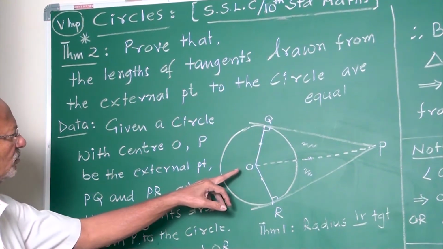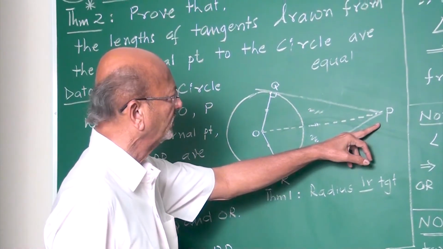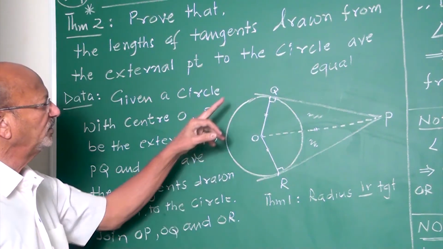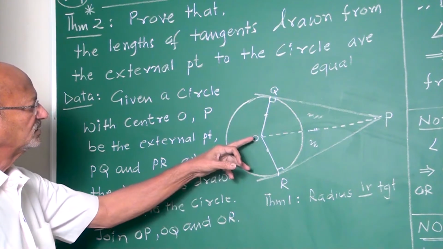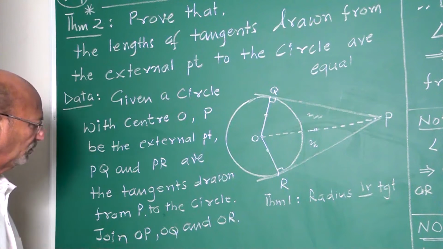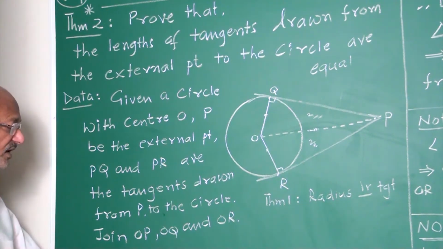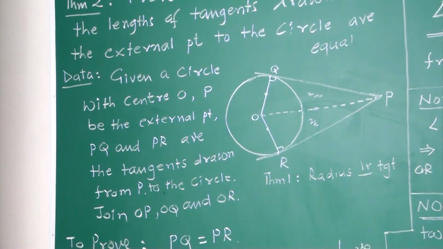Given a circle with center at O, P is the external point. PQ and PR are the tangents drawn from P to the circle. Yes, this is the figure, my friends. Join OP, OQ, OR. Now we want to prove that the length of the tangent PQ equals PR.